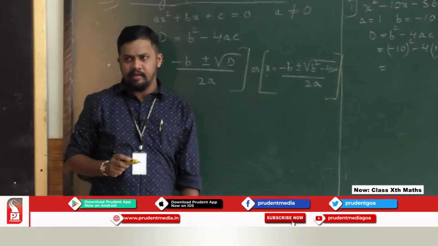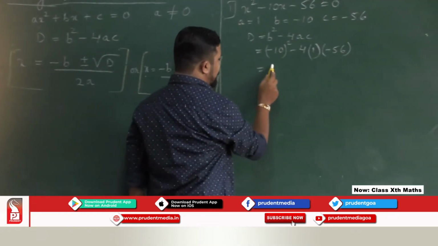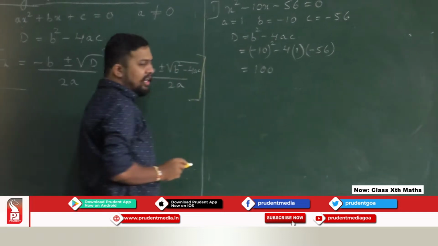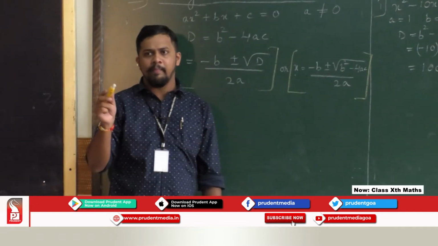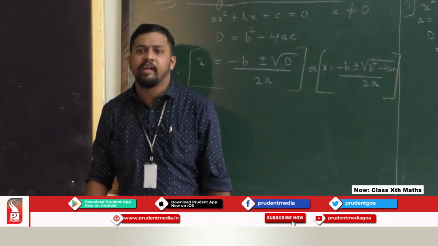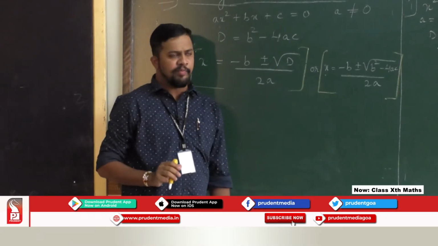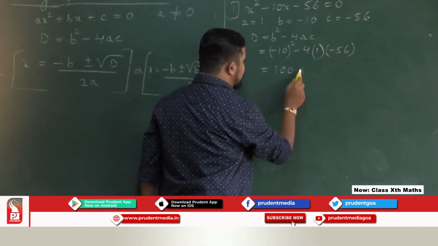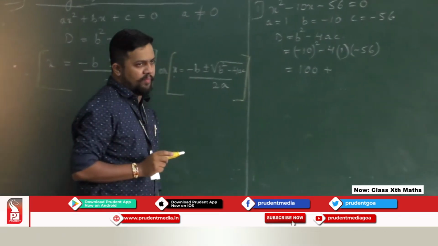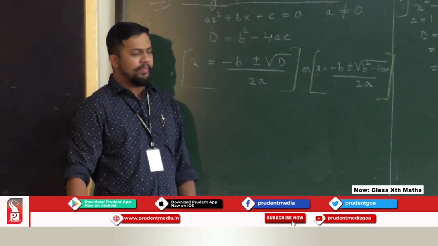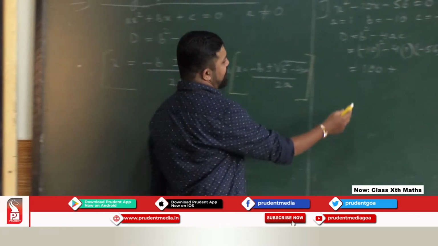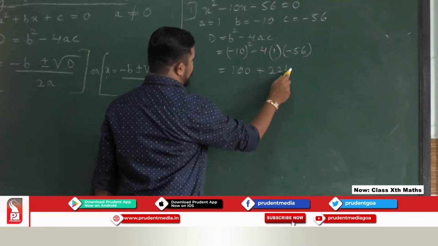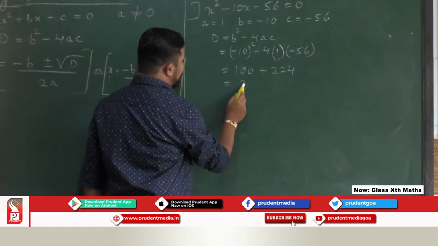Negative 10 square is minus 10 into minus 10, which is 100, because negative becomes positive. Remember, if there are an even number of negative signs, the final answer is always positive. Here also, negative into negative is positive. Now I have to find 56 fours, which is 224. Add, it will give you 324.